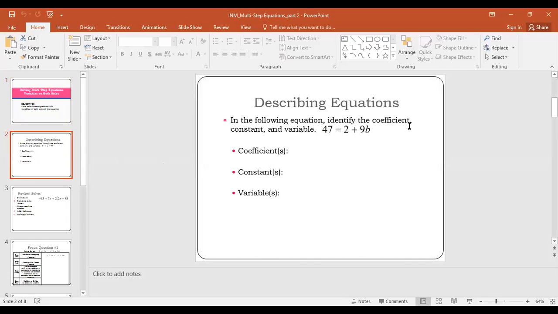This is what we've been doing so far. This example here under describing equations is just a two-step equation. The variable on the right has one coefficient here, which is 9. The constants are 47 and 2, because we know what those are. Those don't change. Remember, a variable is anything that's an unknown or anything that is changeable.